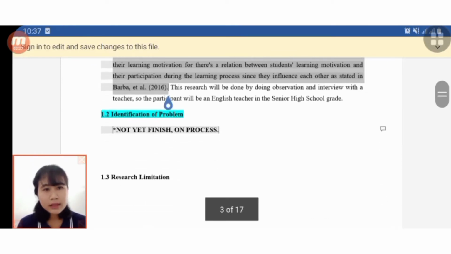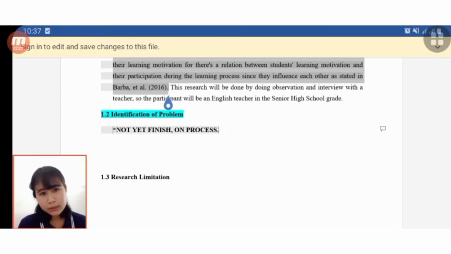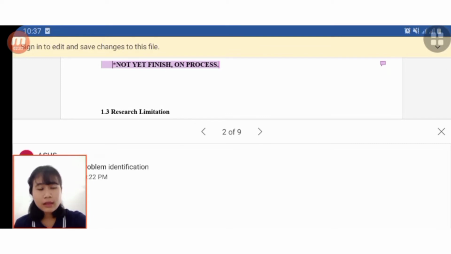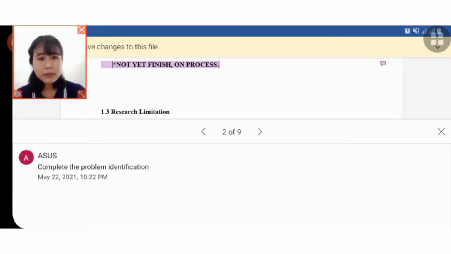Next is the identification of problem. My suggestion is, indeed, you need to complete the problem identification part.